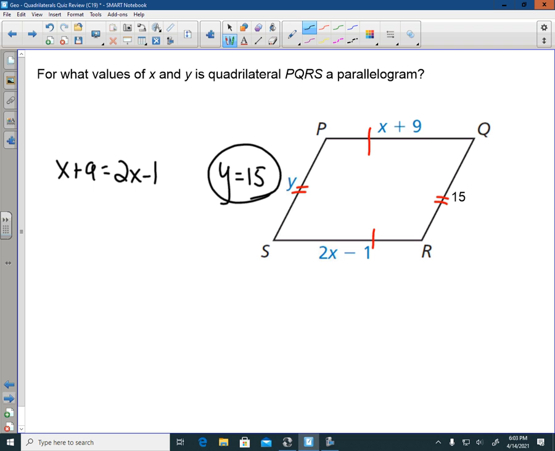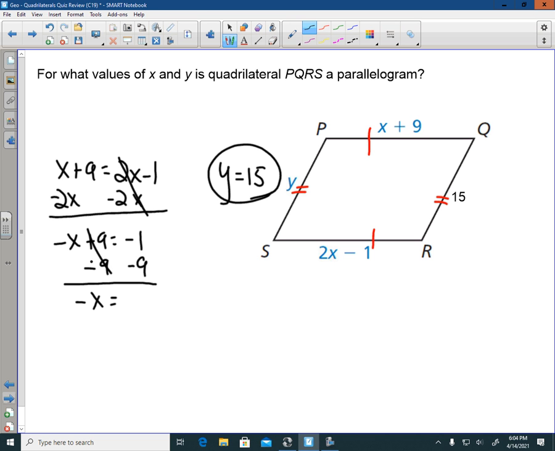So let's see, I'm going to subtract 2x from both sides, because that's how I like to start these kinds of problems. That creates a cancellation on the right side, bringing my variables to the left, which is why I like to do it this way. x minus 2x is negative x, plus 9 equals negative 1. Subtracting 9 from both sides gives me that negative x equals negative 10. Well, if negative x equals negative 10, then x equals 10. And now we know the value of x that makes this condition true. And so these are the values of x and y that will make the quadrilateral a parallelogram.